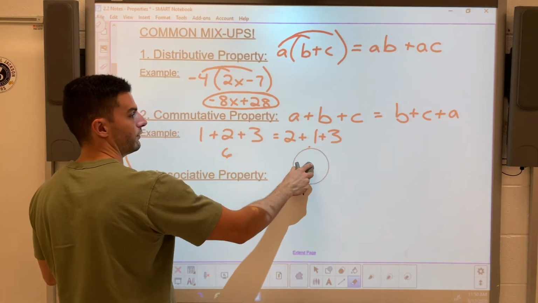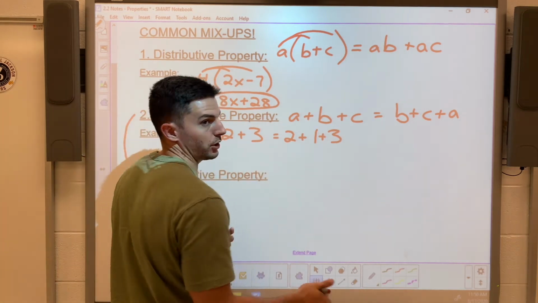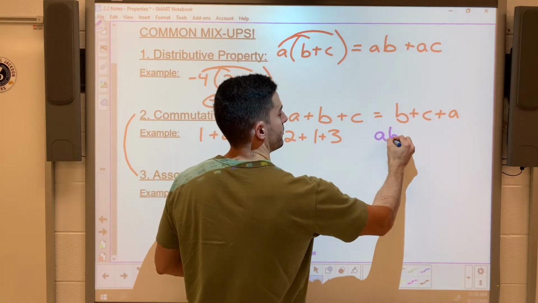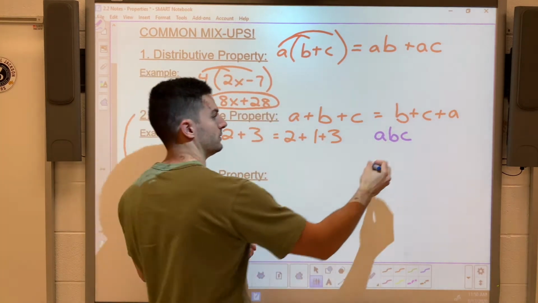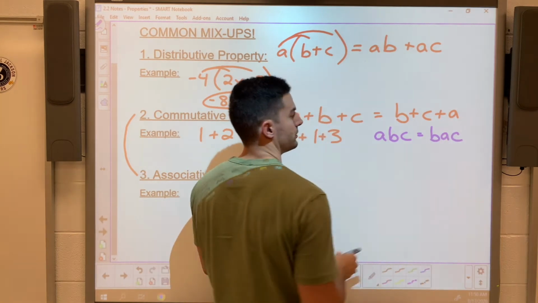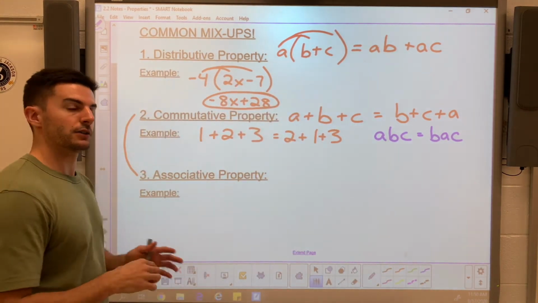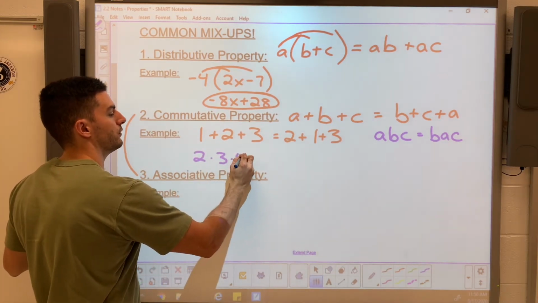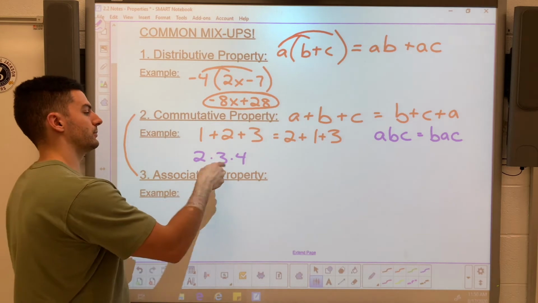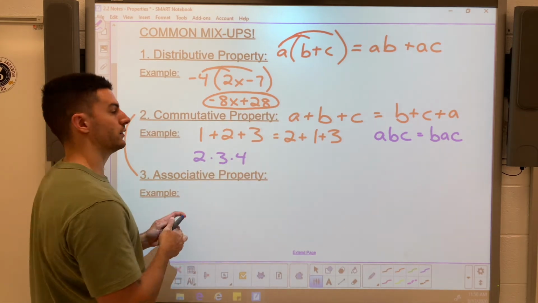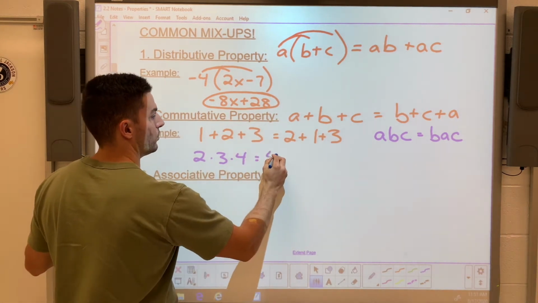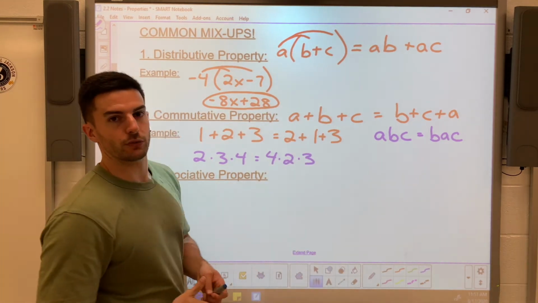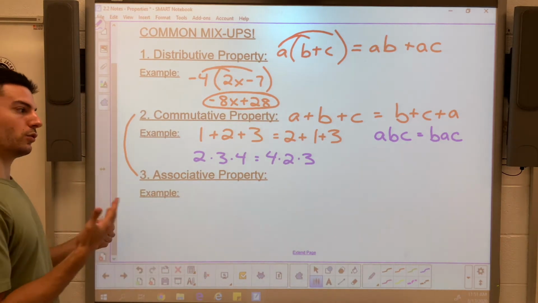But it doesn't just work for addition, okay? It also works for multiplication. So separately, if I had A, B, C, that's saying A times B times C, that's the same as B times A times C, right? The order when you're multiplying things doesn't matter either. So if I had 2 times 3 times 4, that equals 2 times 3 is 6, 6 times 4 is 24, okay? That would be the same as 4 times 2 times 3, right? So 4 times 2 is 8, 8 times 3 is 24. So you get the same thing no matter the order that you multiply them.